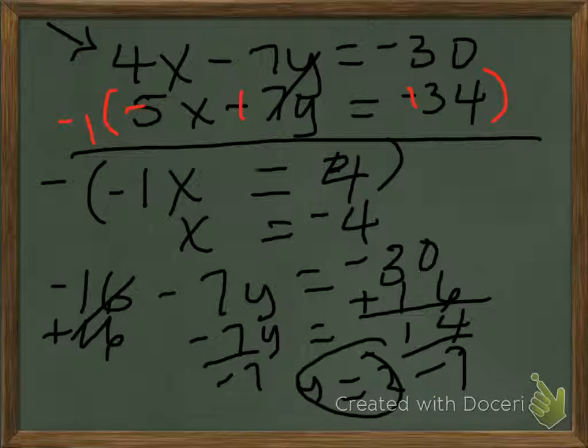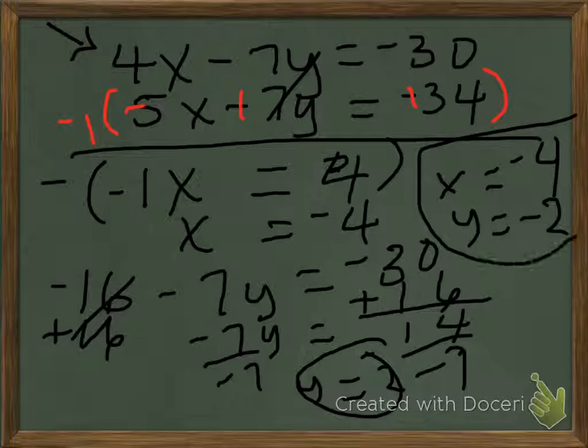Okay, so now you know that looks really messy, doesn't it? X is equal to -4, and y is equal to -2. Now that simply means that if you were to graph or solve this, this is the point of intersection. This is where it intersects at -4, -2.